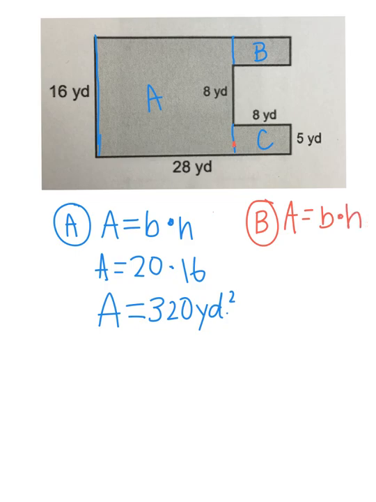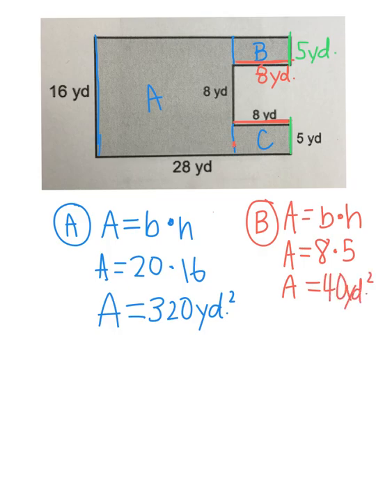Our base, it doesn't really say up top, but we know that in shape C, if that is 8 yards, up here also is going to be 8 yards. And also in shape C, if that side is 5 yards, then we know that is going to be 5 yards as well. So back to our equation, area equals, my base was 8 and my height was 5. So 8 times 5 gets me 40 yards squared.